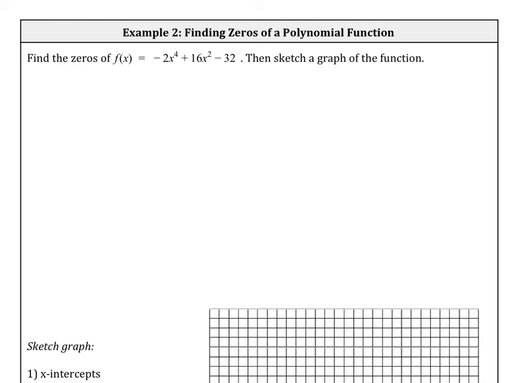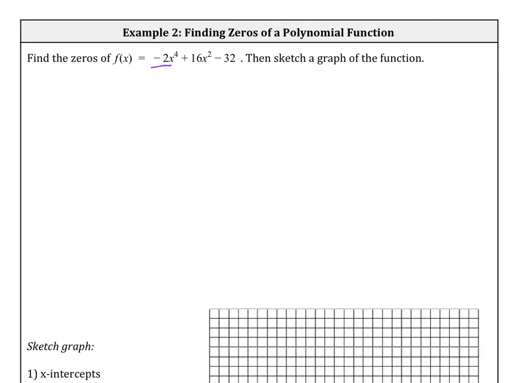Now let's put everything together, find zeros of polynomial functions, and then we're going to sketch the graph of the function. So first we're going to find the zeros of f of x equals negative 2x to the fourth plus 16x squared minus 32. So we need to factor. So always look for a GCF first.